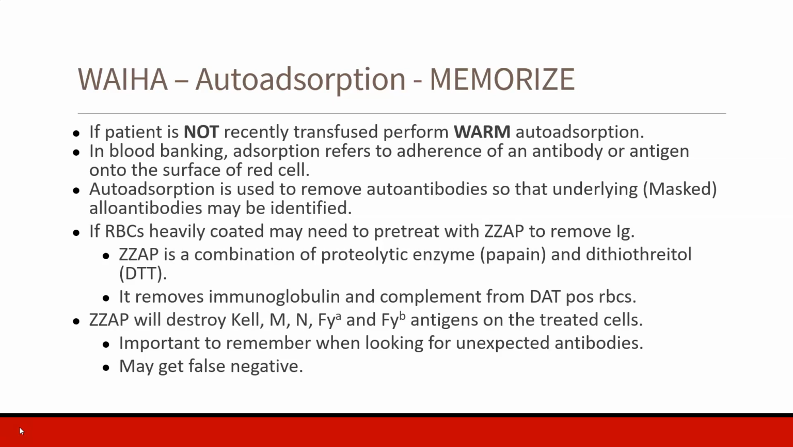But you need to keep in mind that ZZAP will destroy Cal, MN, and Dupi antigens. So if you do have an underlying alloantibody with one of these specificities, then you're going to miss it. So be aware of the limitations of the reagents you use in the blood bank. Again, the danger of using ZZAP, if you have one of these antibody specificities present, is that you will get a false negative.